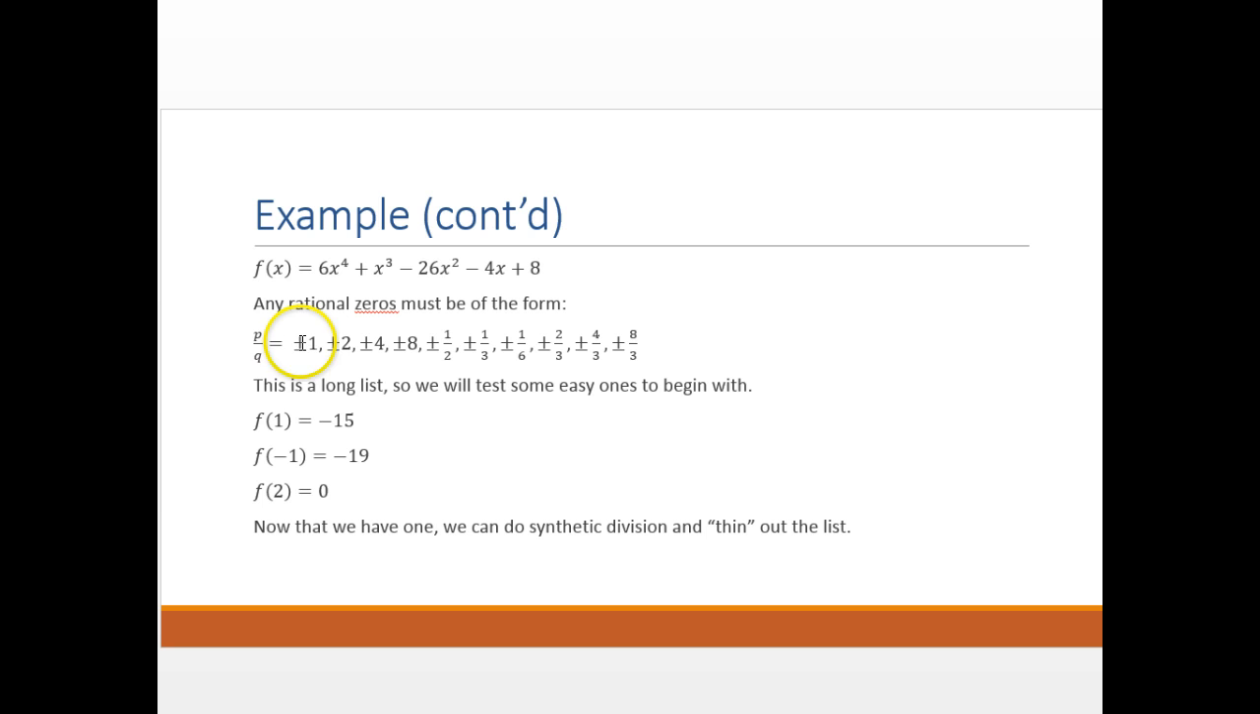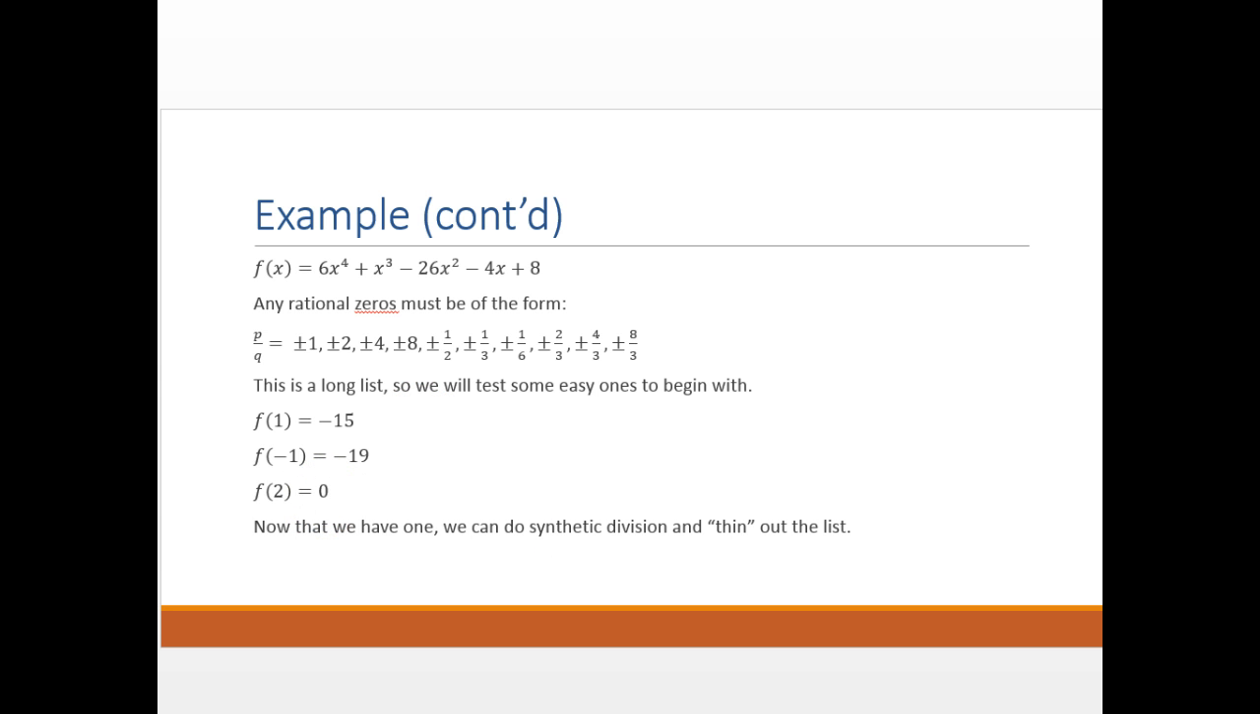Easiest one is to plug in your whole number. So let's plug in 1 and negative 1. We plug in 1 and negative 1 into the function, we get negative 15 and negative 19, which don't work. Those do not give us zeros. However, when I plug in 2, I get f of 2 is 0. So we want to thin this list out some. So we plug in f of 2 is 0.